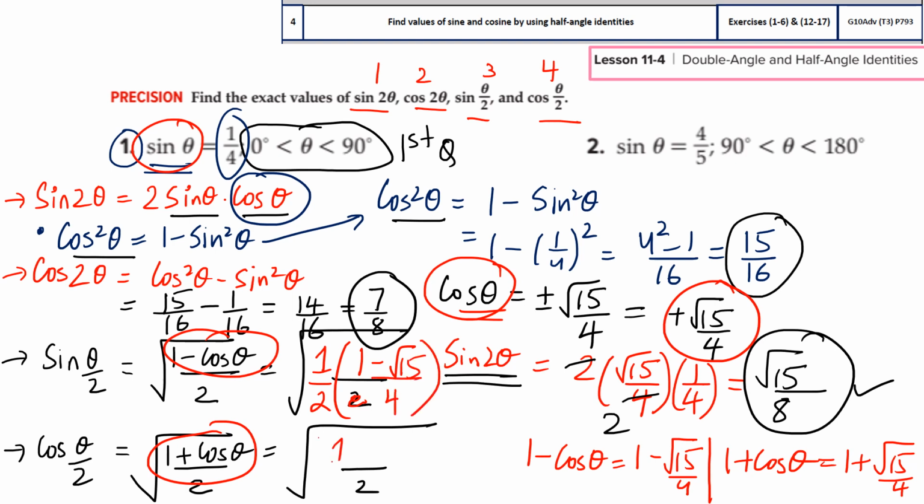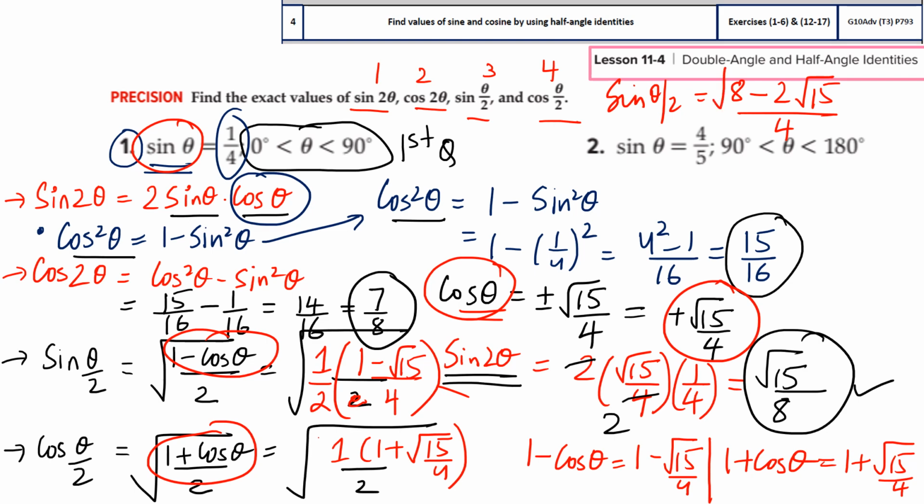Similarly, 1 by 2 multiplied with 1 plus square root 15 by 4. Take the LCM, multiply 2 with 4. So the final answer, I will write it here since we have less space, for sine theta by 2 will come out to be, after rationalization, 8 minus 2 square root 15 over 4. Now don't forget the square root symbol.